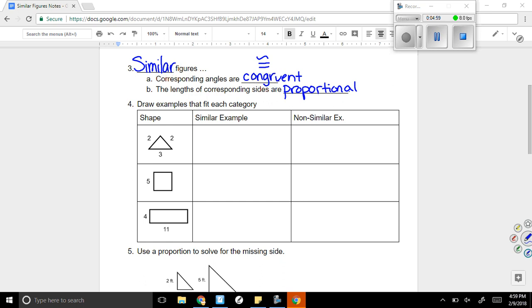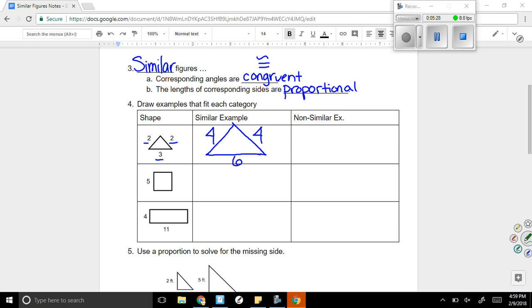So now we're going to fill out this chart here. It says to draw examples that fit each category. So they give me a shape. So a similar example could be a much bigger triangle. Again, we want the same shape, but maybe it's 2 times as big. So this side here that's 2 might be 4. And then this other 2 would also have to be 4. And the 3 would turn into a 6. So all those side lengths are 2 times as big.